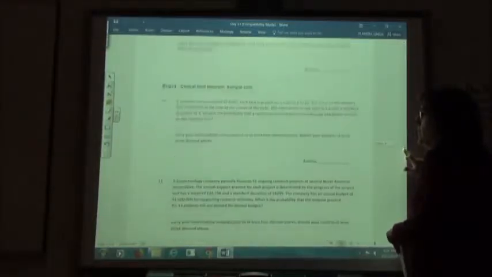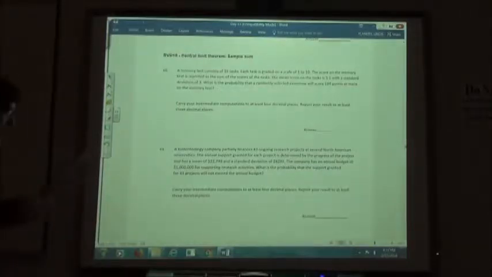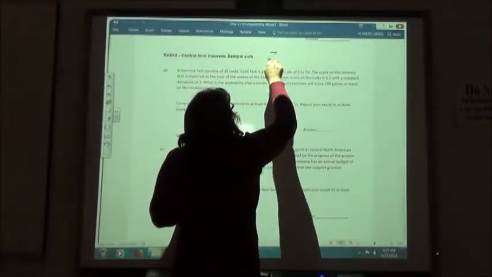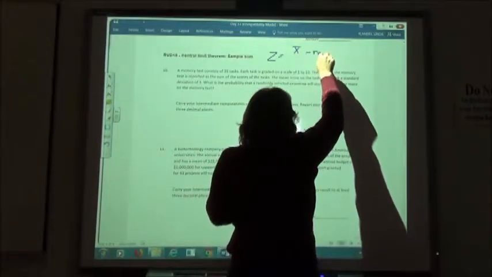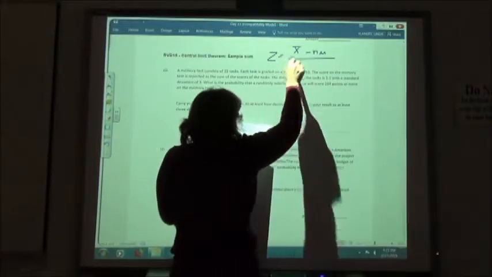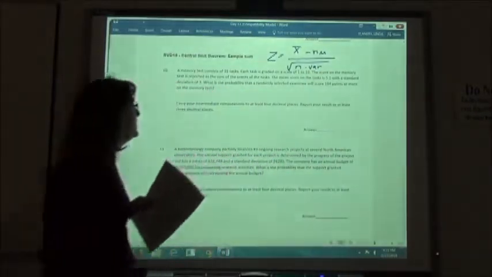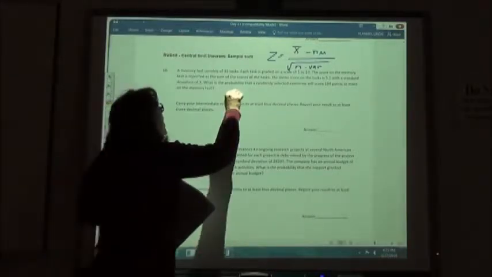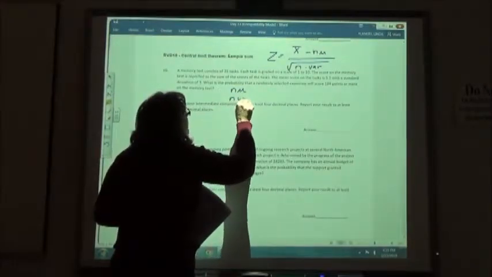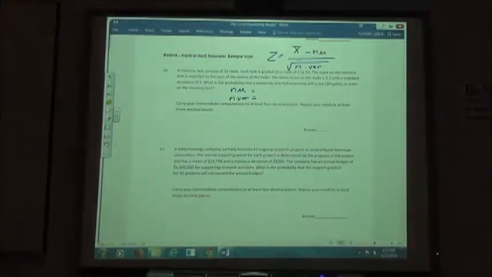Next one. It's going to look like the same formula, but with a little twist to it again. This is a sample sum. Our formula is z equals x bar minus n times the mean, over the square root of n times the variance. On these ones I did calculate n times the mean and n times the variance before I tried to plug it into my crazy formula.